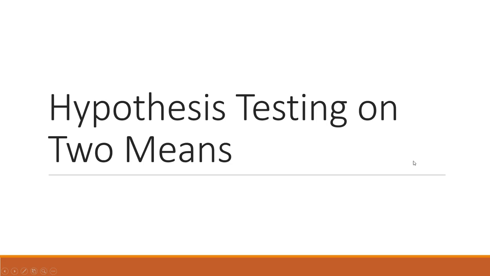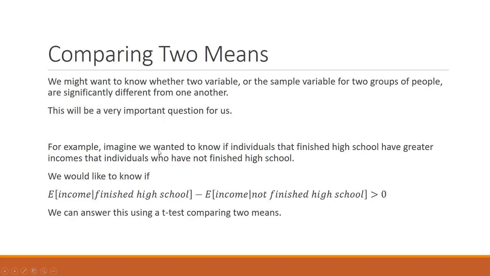All right, now this is the last thing I want to do in the slides, and then we're going to move this over into the Stata tutorial. Hypothesis testing on 2 means. So this would be a case where we might want to know whether a sample variable for 2 groups of people is significantly different from one another. This is going to be very important for us. We're going to do this in just a minute when I move over to Stata.